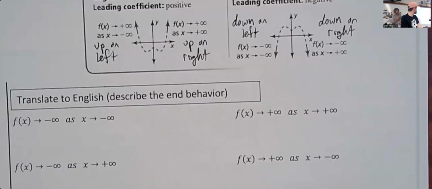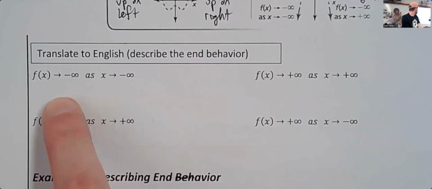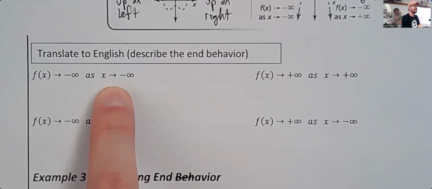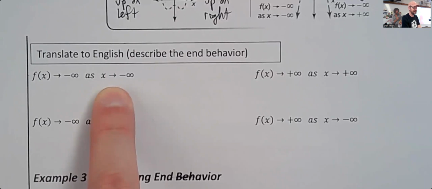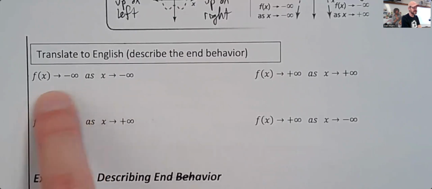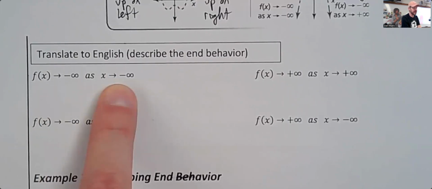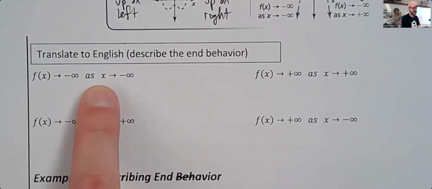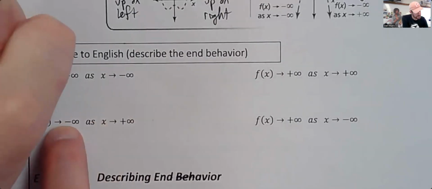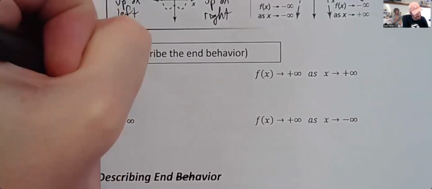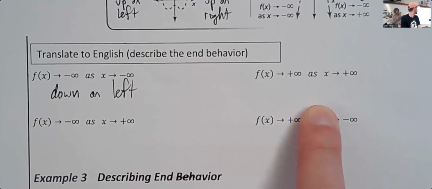All right, so let's go ahead and do some translation real quick. Find these symbols up top and tell me what we wrote next to them. So as f of x goes to, so as y goes to negative infinity, x goes to negative infinity. What did we write when they both go to negative infinity? What were the words? We wrote 3 words. Down on left, exactly. So down on left. All right, how about the next one? Plus plus. If they both go positive, what did we write? Up on right. There you go.